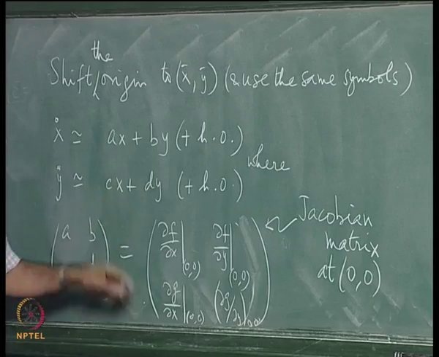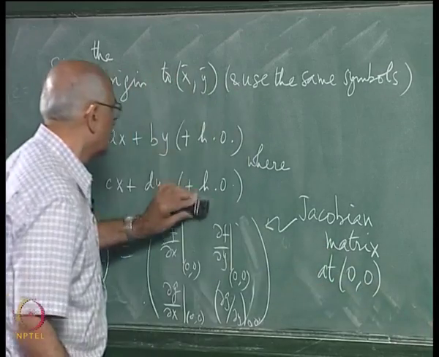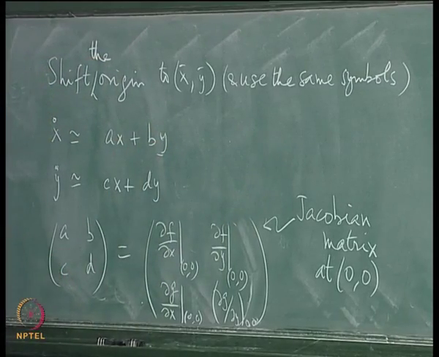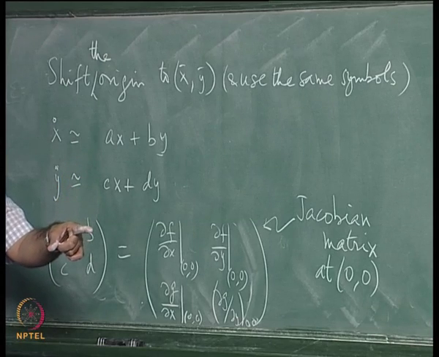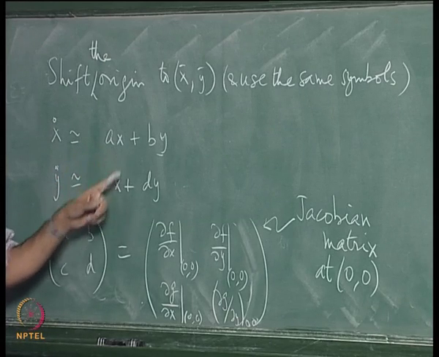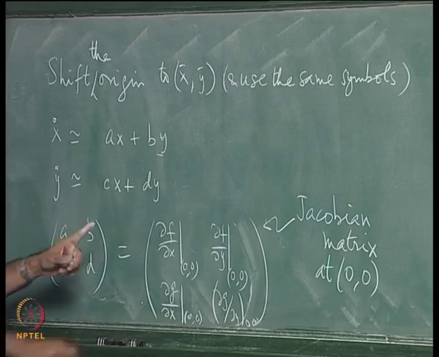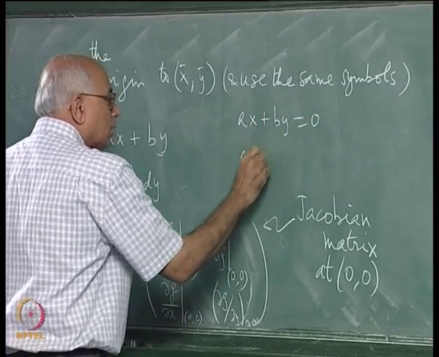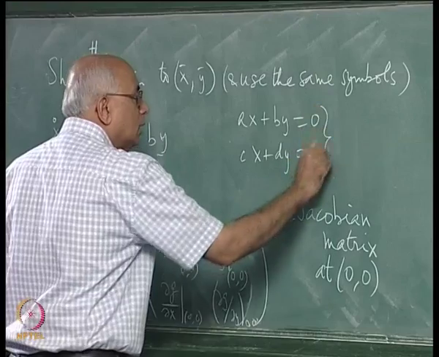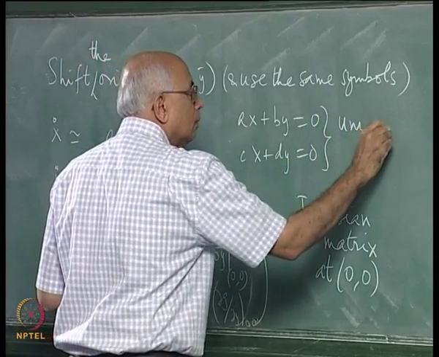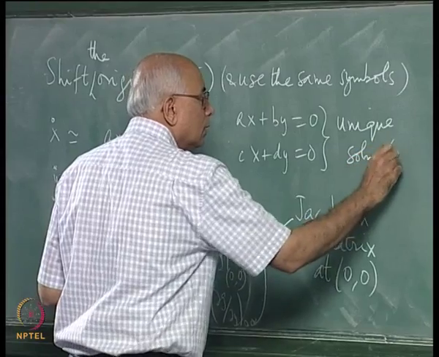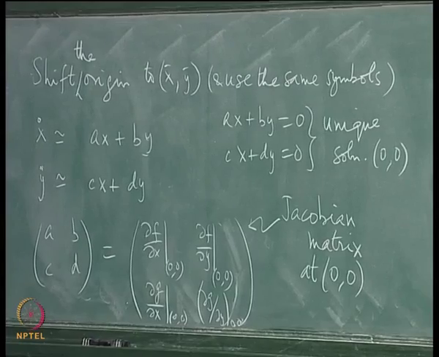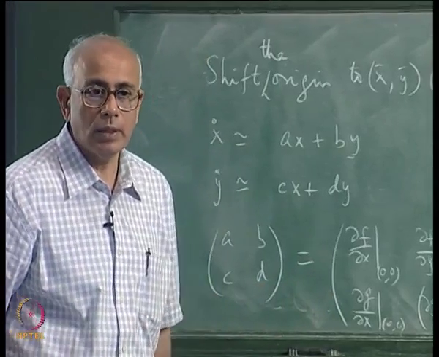In other words, I took this set of equations and I said 0, 0 is a solution for the critical points, namely the right hand sides are equal to 0, and I assumed that the only solution of ax plus by equal to 0, cx plus dy equal to 0 has a unique solution 0, 0. In other words, I said this set of simultaneous equations has only a trivial solution 0, 0. When is that true?